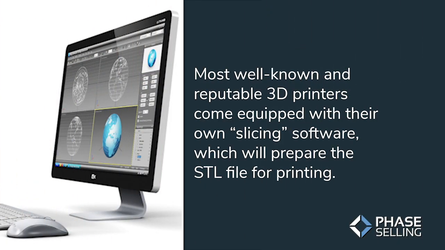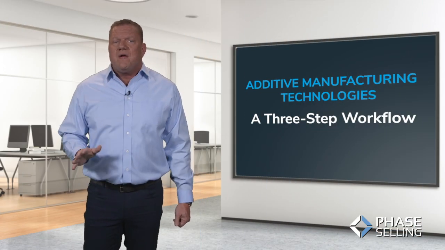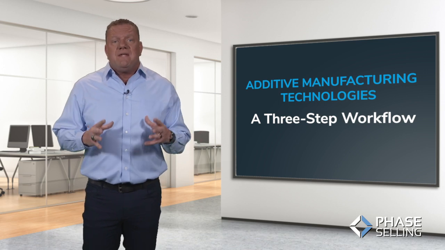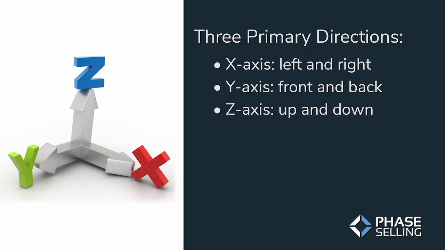Most well-known and reputable 3D printers come equipped with their own slicing software, which will prepare the STL file for printing. It's important to note that to print a three-dimensional object, the object must be built in each of the three primary directions, which are as follows. X-axis, which is left and right, Y-axis, which is front and back, and Z-axis, which is up and down.